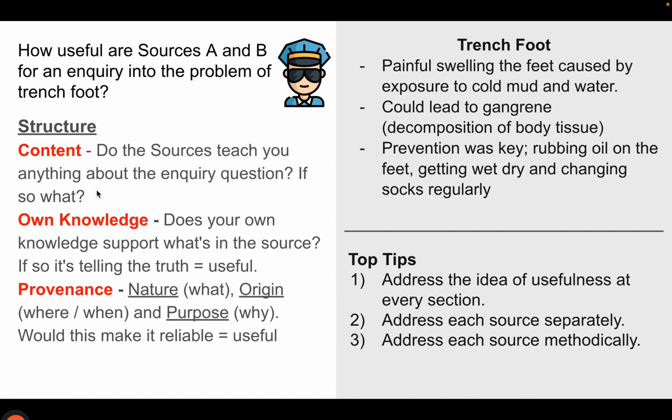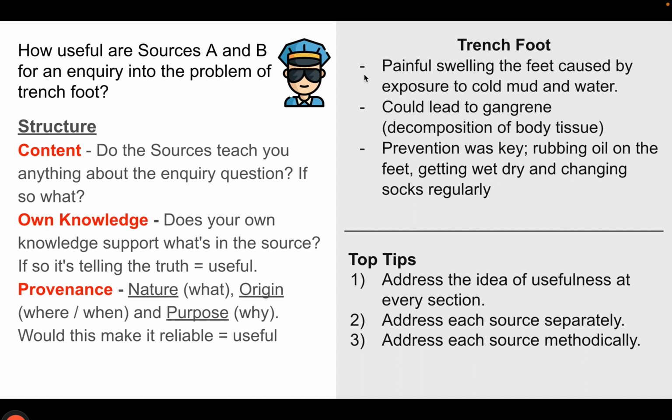Is it not useful? You need to look at your own knowledge. Does your own knowledge support what the source is saying? If you know facts that support the source, it's telling the truth and therefore it's useful. If what you know disagrees with the source, perhaps it has some level of bias, it might be lying, therefore it is less useful. And finally, provenance, the nature, the origin, and the purpose of the source. Easier put, what it is, where and when it came from, and why was it made. All of these contribute to its reliability, its trustworthiness, and in turn, its usefulness.